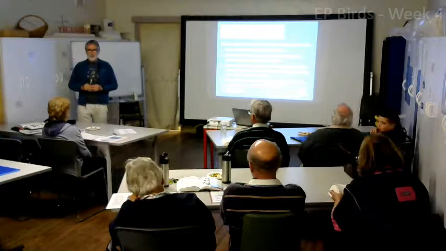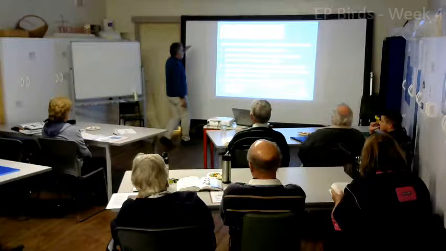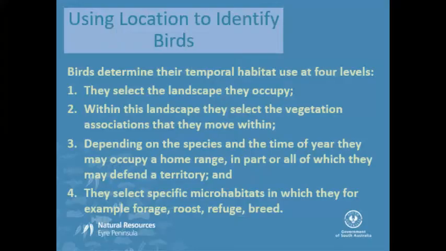Okay, so four different levels. At the landscape scale, which part of Eyre Peninsula they're using. And then within that, there'll be different vegetation associations.